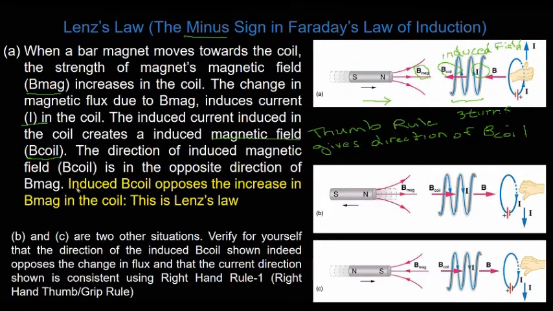And we see that the B coil opposes the increase in B magnet. So essentially B coil is to the left, and B magnet is to the right. They're opposing each other. That is Lenz's law. Now I have presented two more pictures at the bottom, and I want you to verify the validity of Lenz's law by yourself in the two images.